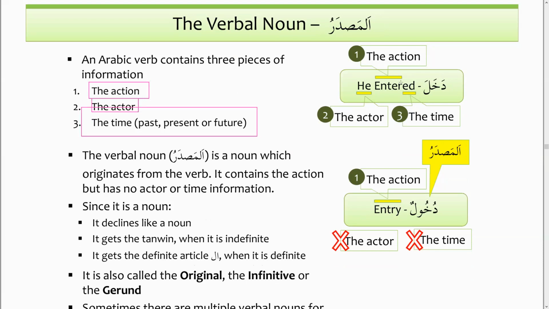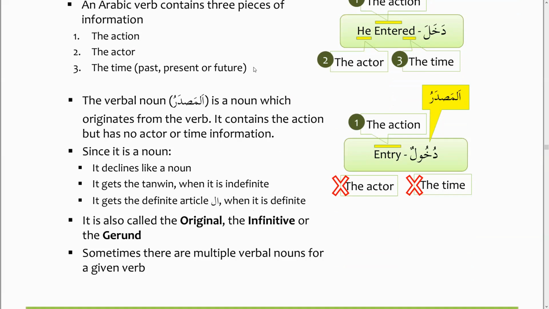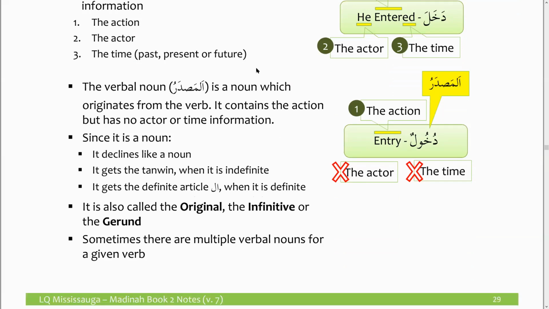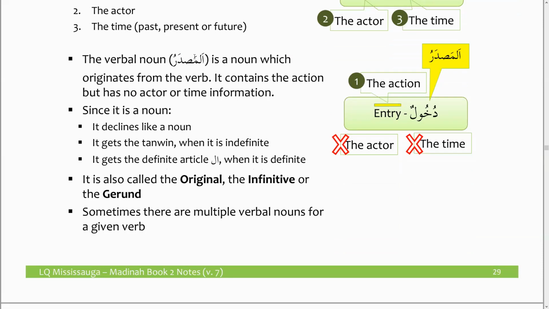Like dakhala, he entered. This is the action. He is the actor, as well as entered. Past tense is the time. Right? Any verb consists of these 3: the actor, the action, as well as the time. But the masdar is the action itself. We don't know about the actor. We don't know about the time. The verbal noun is a noun. It's not a verb, please. It's a noun. It has alif lam. It has tanween. It's a noun from that verb. Actually, from the noun we got the verb.